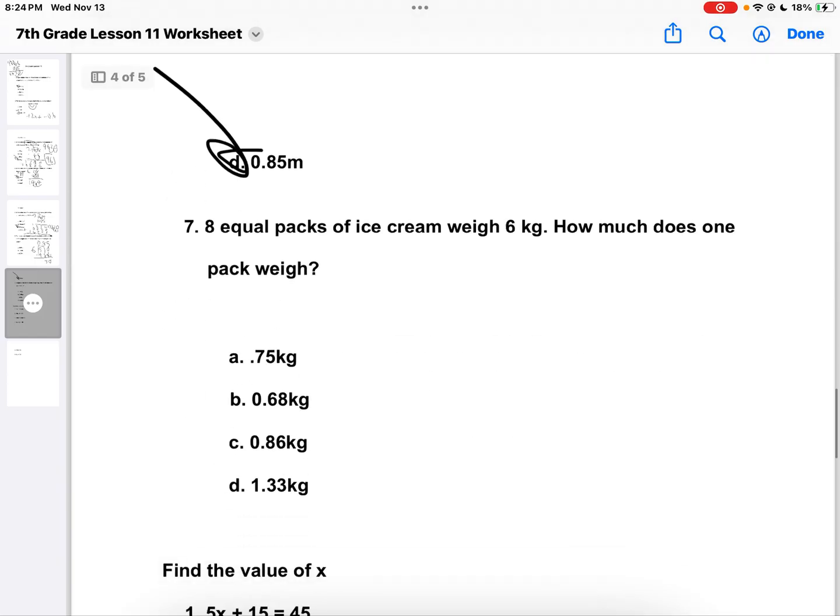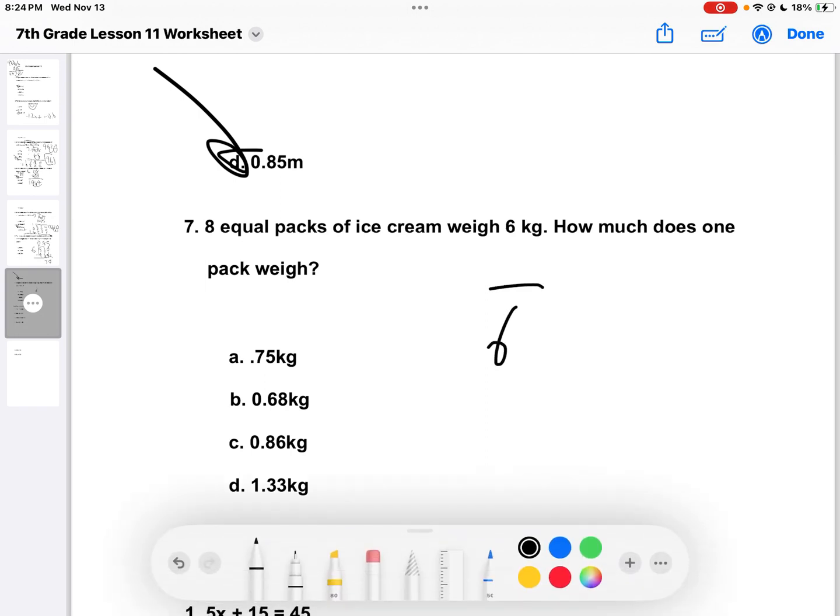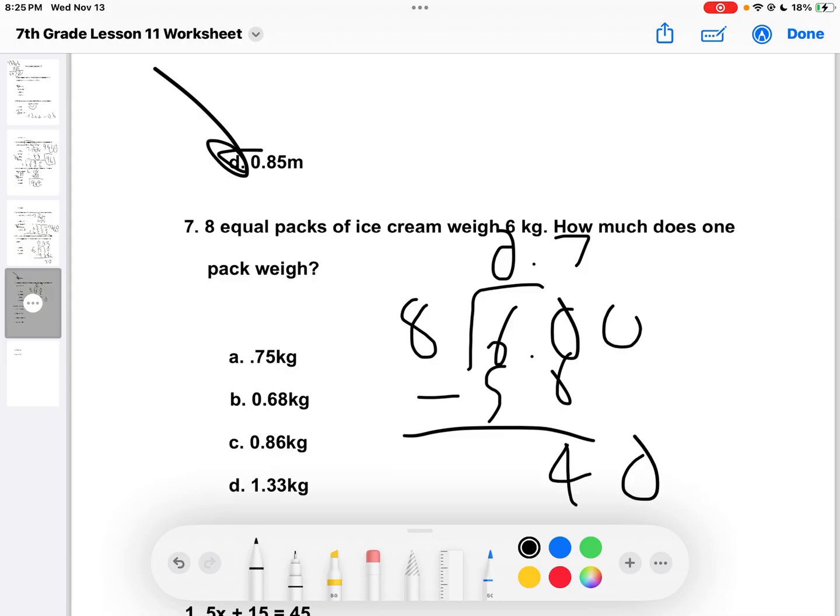Alright, number 7, 8 equal packs of ice cream weigh 6 kilograms. How much does 1 pack weigh? Same thing, divide. 6 divided by 8. 8 can't go into 6, so it'll be 0. Add a decimal, add a 0. 8 goes into 60 about 7 times. Minus 56 to get 4, 0. And 8 goes into 40 exactly 5 times. So the answer will be 0.75, so the answer will be B.